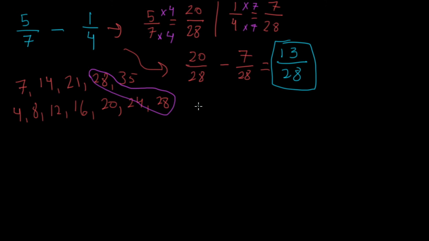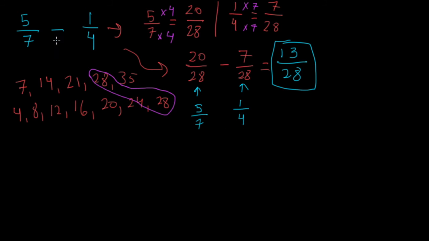But again, the only way that you can do it is you've got to keep splitting the pizza up into more and more slices in order to compare them and in order to add and subtract them. So 5/7 becomes 20 out of 28. 1/4 becomes 7 out of 28, and then we get 13 out of 28 as our final answer.